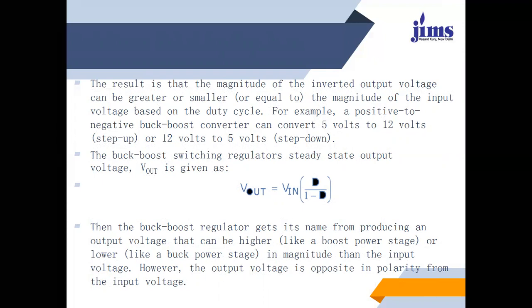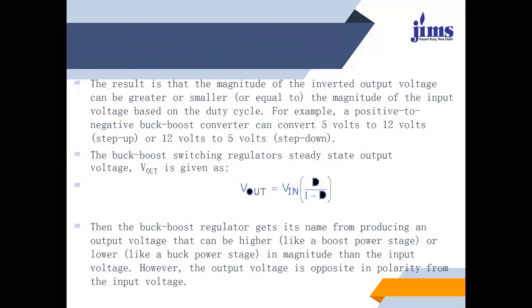For example, a positive to negative buck boost converter can convert plus 5 volts to plus 12 volts, a step up, or plus 12 volts to plus 5 volts, a step down. The buck boost switching regulator steady state output voltage V out is given as V out equal to V in into D upon 1 minus D.